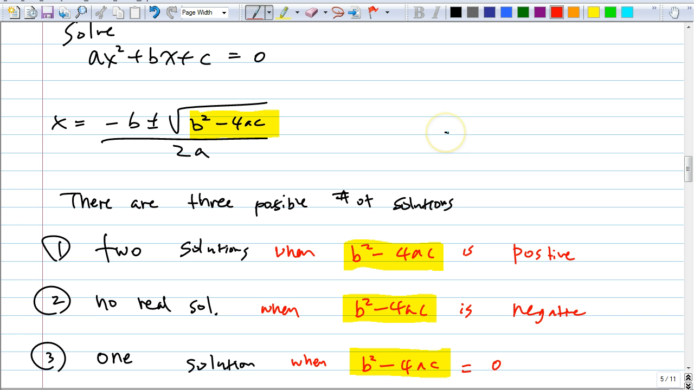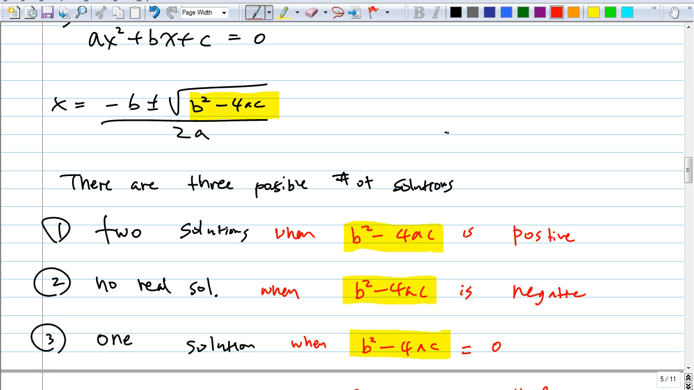I wrote it down like this. Now when I say solution, what do I mean by solution? These are your two what? You could also write that as two roots, correct? And no real solution, because it means no roots, when b squared minus 4ac is negative. You get one solution, in other words, you get one root, when that number is, I mean, 0.